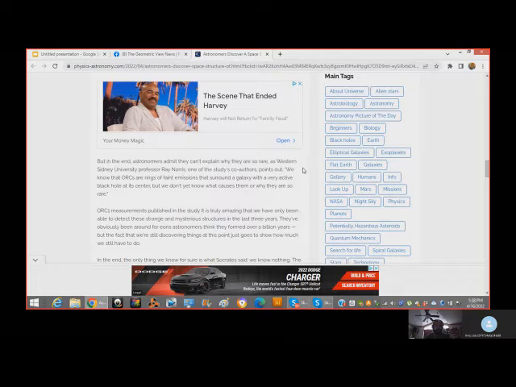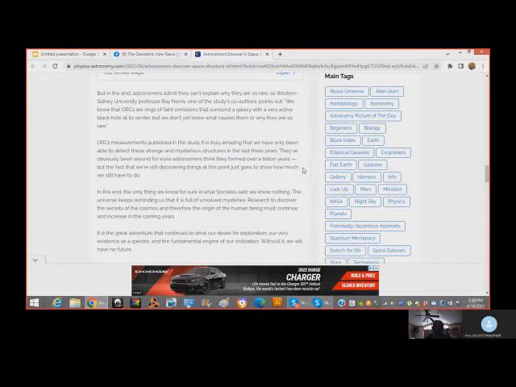But in the end, astronomers admit they can't explain why they are so rare, as Western Sydney University professor Ray Norris, one of the study's co-authors, points out. We know that orcs are rings of faint emissions that surround a galaxy with a very attractive black hole at its center, but we don't know yet what causes them or why they are so rare. Orc 1 measurements published in the study.